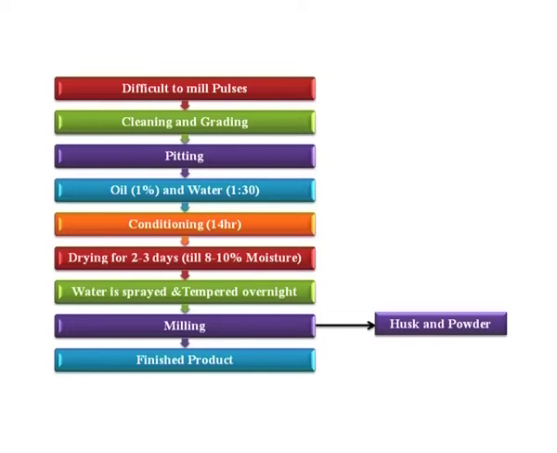and then mixed with about 1% oil. Then the grains are spread for sun drying in thin layer for 2 to 3 days. At the end of the drying, 2 to 5% of water is sprayed, mixed thoroughly and tempered overnight. Tempered grains are dehusked in roller machines to give dehusked grains and dal.